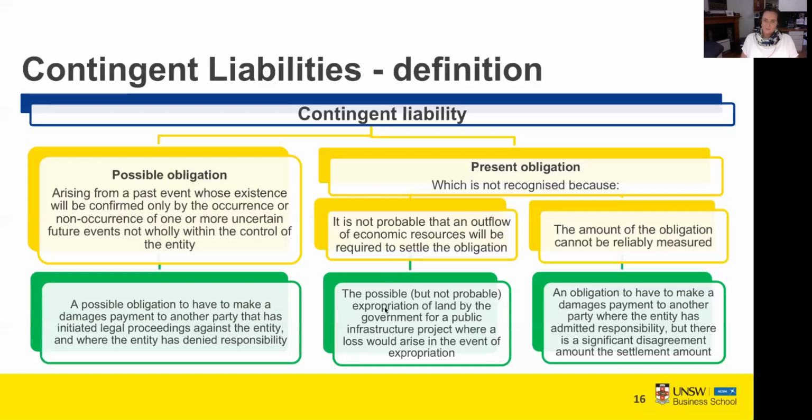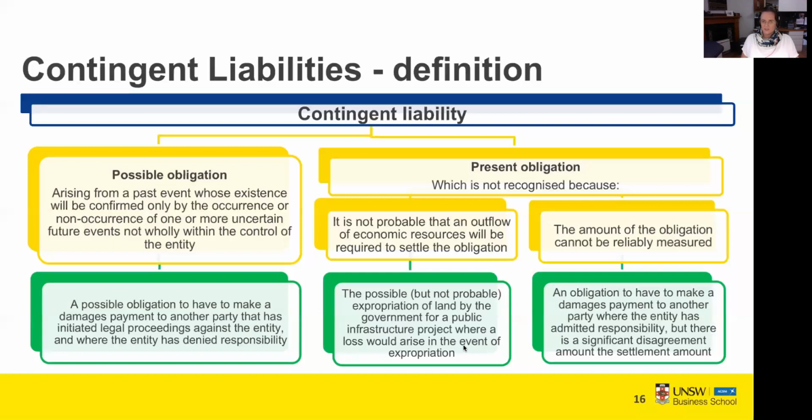These ones here, where there's a present obligation which is not probable, these ones are less common than the other two types of contingent liabilities. And we're talking about very unusual examples. So, for example, if I have the possibility of expropriation of my land from the government, and if I'm going to incur a loss in the event that that happened, I could have a contingent liability. So as you can see, highly specific and not particularly common.